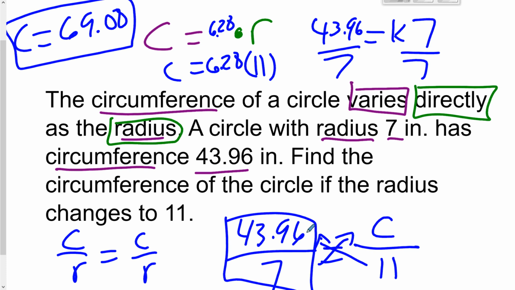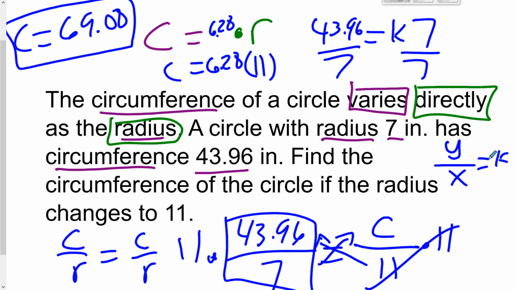So 11 times 43.96. Well, we don't even have to cross multiply all the way. All we have to do is multiply both sides by 11, and that gets rid of the fraction on this one. Then we divide that answer by 7, and we get 69.08. So it's really just a proportion here. That's all it is. That's why it says Y is directly proportional to. That means Y over X equals K. Directly proportional to.